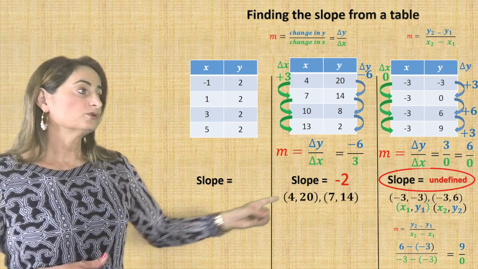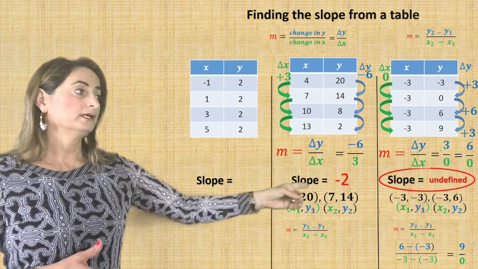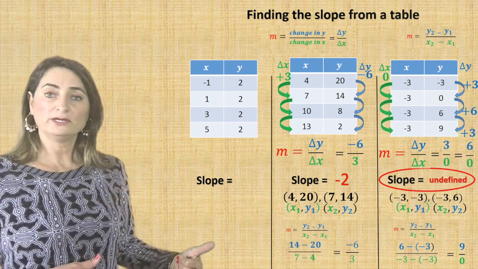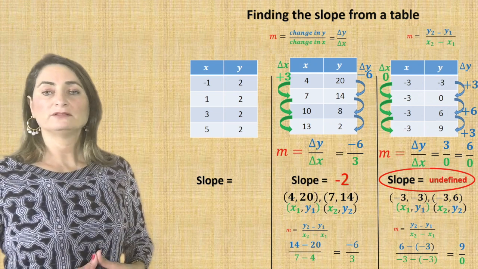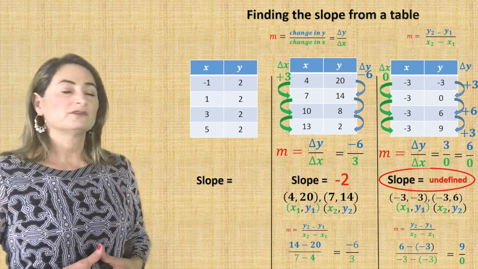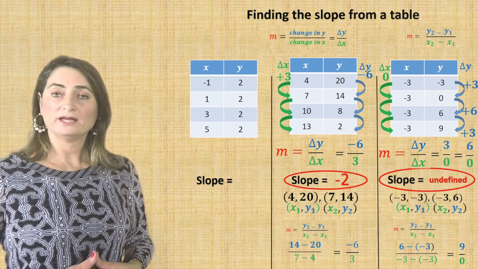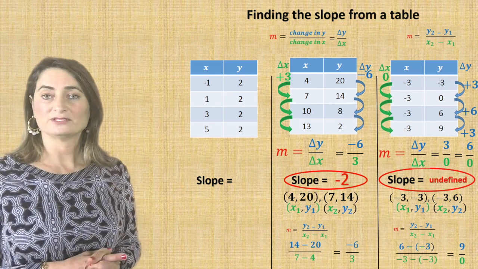Another method is to write the 2 coordinates from the table. Name them x1, y1, x2, y2. Write the equation, substitute the numbers, and find the difference in the y's divided by the difference in the x. And that gives you -6 divided by 3. Simplify that. -6 divided by 3 is -2, the same as the first method.